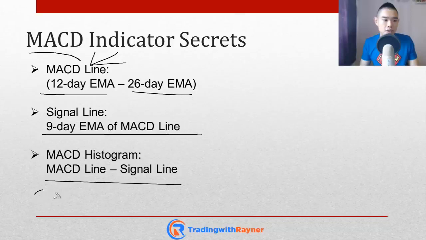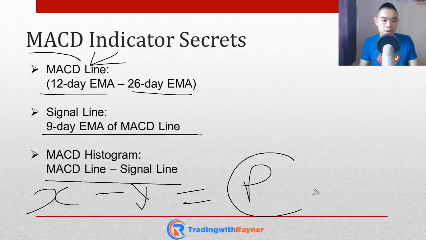So if the MACD line is X and the signal line is Y, then the MACD histogram is going to be P, X minus Y. So these are the math behind it. And if it sounds confusing, don't worry, because I'm going to illustrate it with the charts right now, so everything will be crystal clear.